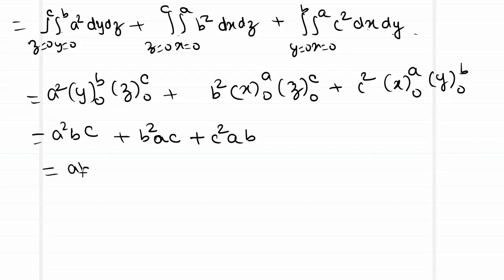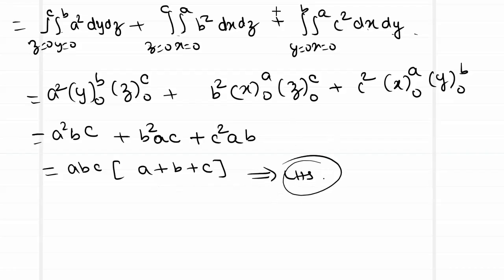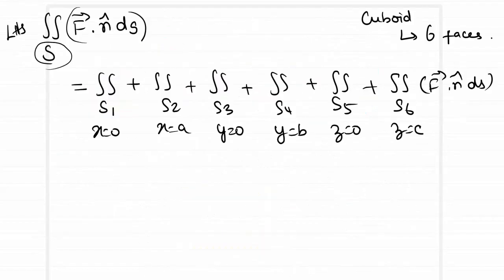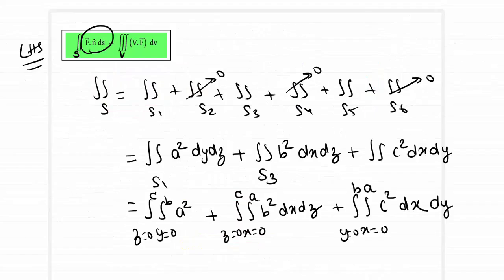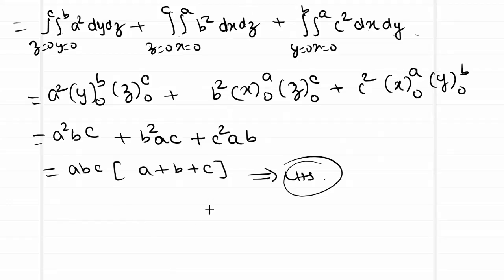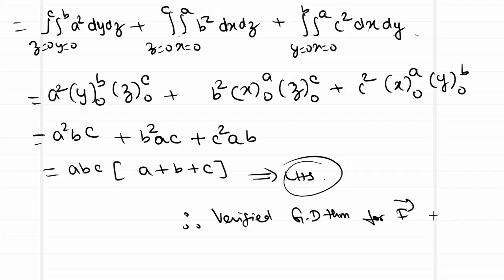Now I can take a, b, c common outside. So I will be left out with a plus b plus c. So this is going to be my left hand side. So just compare, is the left hand side and the right hand side the same? What did we have for the right hand side? My right hand side also is a, b, c into a plus b plus c. And what about my left hand side? My left hand side is also a, b, c into a plus b plus c. Therefore, we have verified the Gauss Divergence theorem for the given f vector on the given cuboid.